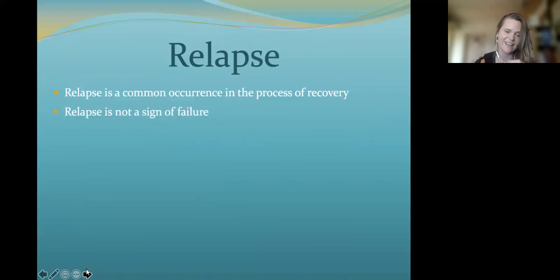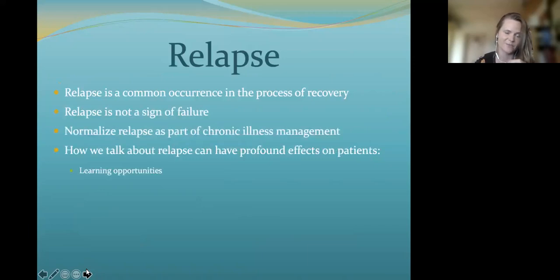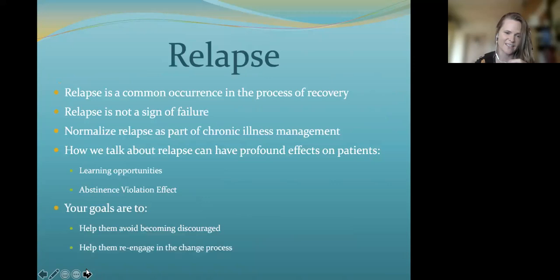Then again, emphasizing that relapse is really a very normal part of the process. That's important both for the provider and the client to remember. Relapse is not a sign of failure, and you want to make this really clear because that does tend to be the default assumption for patients if they don't have this education. You really want to put it into the context of chronic illness management, where relapse is literally part of the lexicon of the course of the illness.